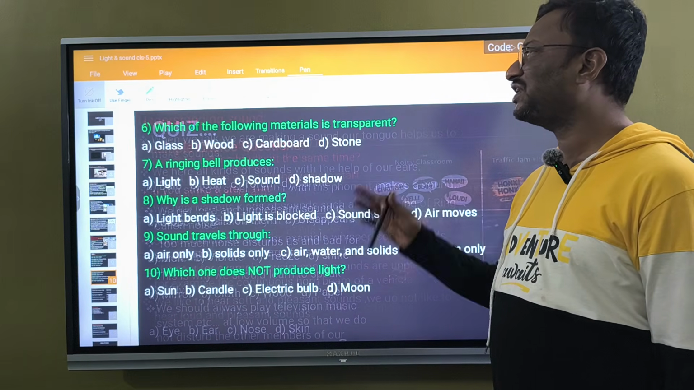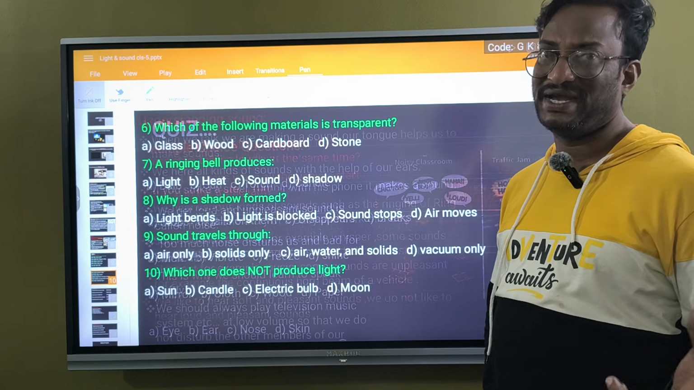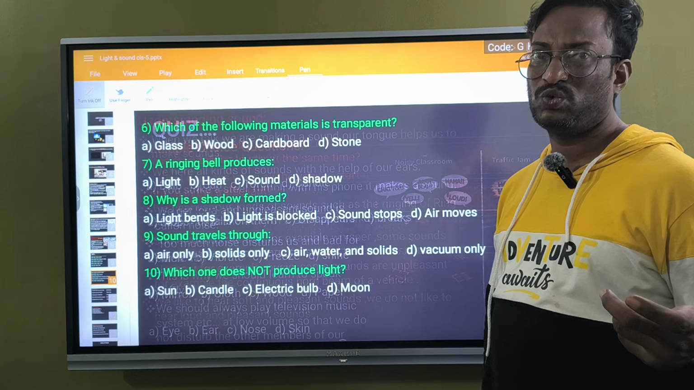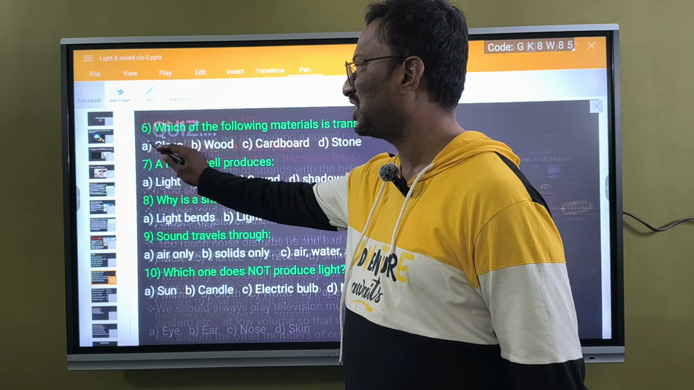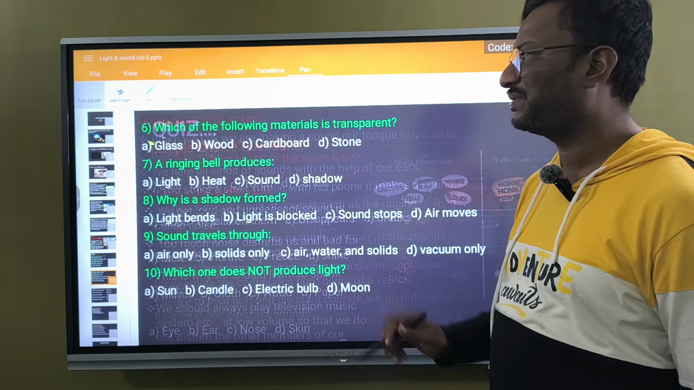Next one. Which of the following materials is transparent? Transparent means it allows light to pass through. Which one? The glass is transparent. All the others are not transparent.